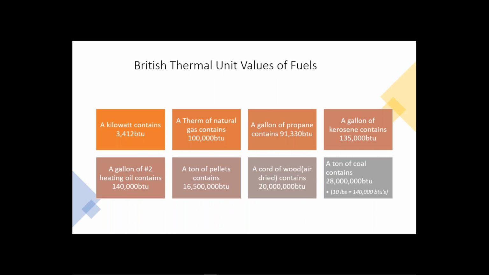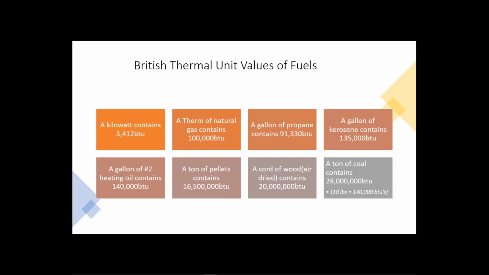And this is just for some fun that I wanted to add in, to show you what the unit values of fuels are in British thermal units. A kilowatt, being electric, equals 3,412 BTUs. A therm of natural gas is approximately 100,000 BTUs. The truth of that fact is it's 98,500, but the industry has rounded that off to 100,000.